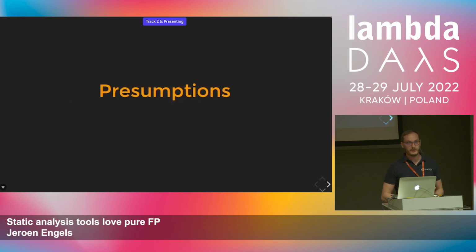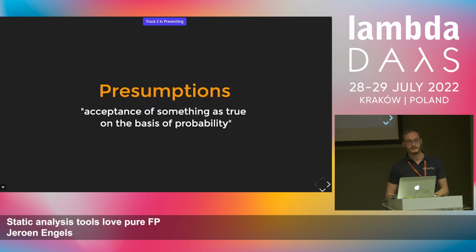And when we have missing information, we're making presumptions. And a presumption is the acceptance of something as true on the basis of probability. So like, I don't know whether this is true, but it's very likely going to be true because it is in 99% of the cases, or something like that. Or that's going to give the best results in most cases. And when these presumptions turn out to be wrong, that's when you have a false positive or a false negative.